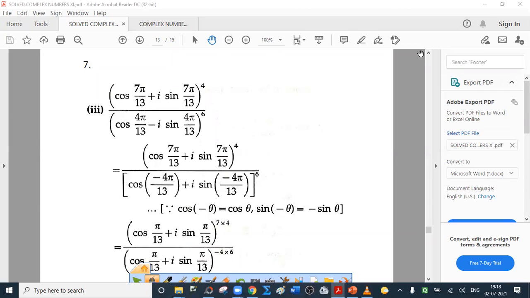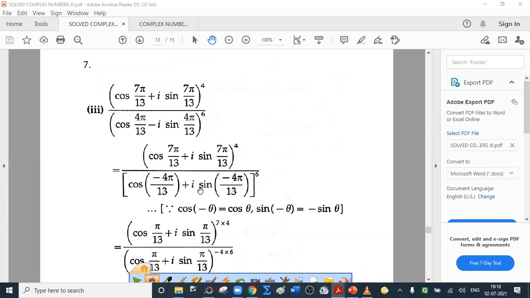Just listen to me, but please do write the solution after the lecture. (Cos 7 pi by 13 plus i sin 7 pi by 13) raised to 4, upon (cos 4 pi by 13 minus i sin 4 pi by 13) raised to 6. Observe this. In all the angles, pi by 13 is common. This is basically 7 times pi by 13 and this is 4 times pi by 13.